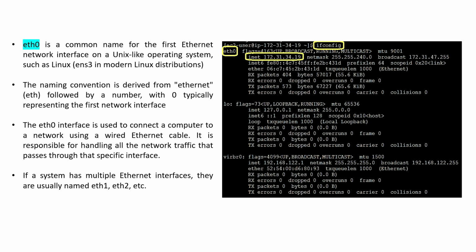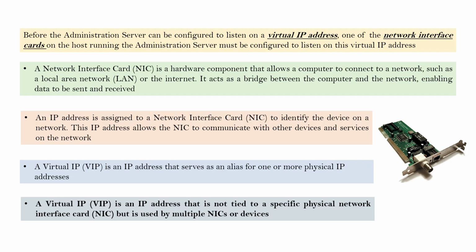Okay, so this is the common name for the first Ethernet network interface, the NIC card that you have in your system. For example, on Linux you will see eth0, which is the name of your Ethernet network interface, and then you can see the corresponding associated IP. So this eth0 represents your NIC card, which I have shown you in the previous slide.